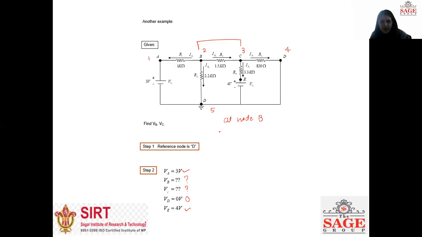we will see VB minus VA divided by R1 plus VB by R2 plus VB minus VC divided by R3.